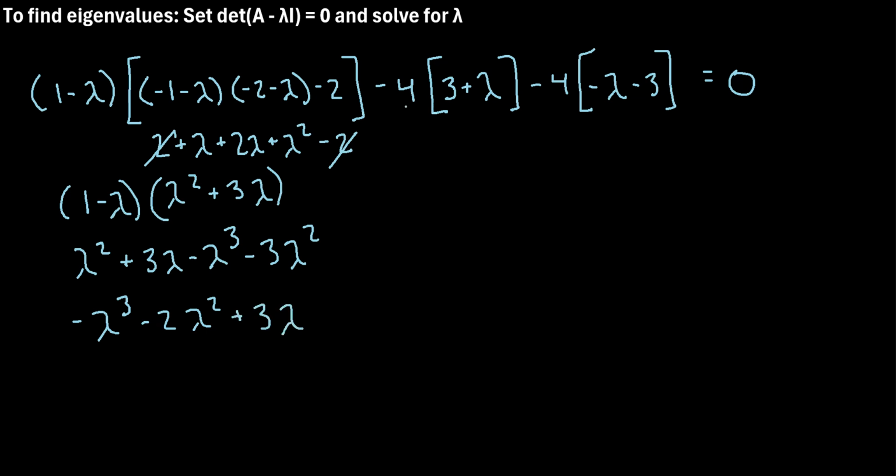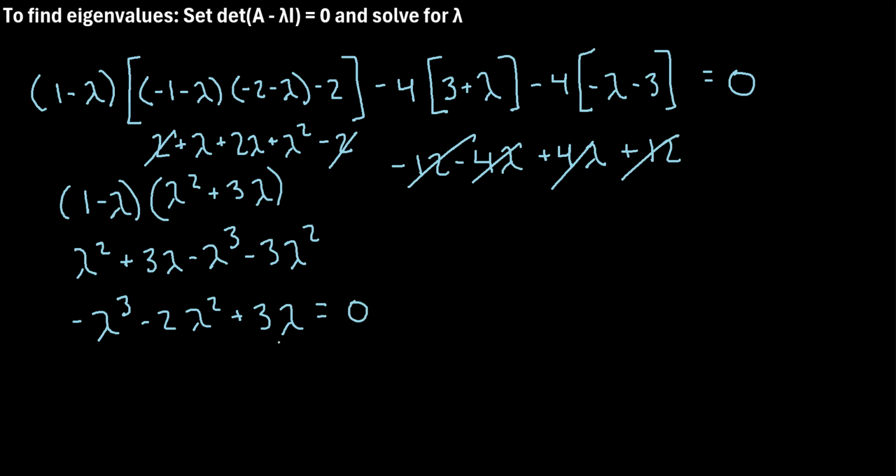Okay, so now moving on here, let's see what we get. We have -4 times 3, so negative 12. -4 times lambda is minus 4 lambda. And then over here we have a -4 times a negative lambda, that's plus 4 lambda. And then we get a -4 times a -3, which is plus 12. So check this out. This -4 lambda and positive 4 lambda, they cancel out. This -12 and this positive 12 also cancel out. So all that we're left with is this portion right here equal to 0.